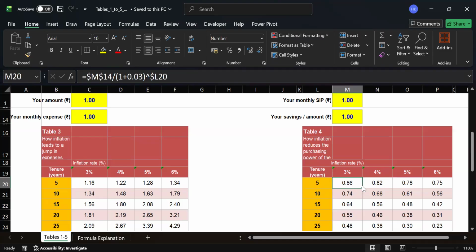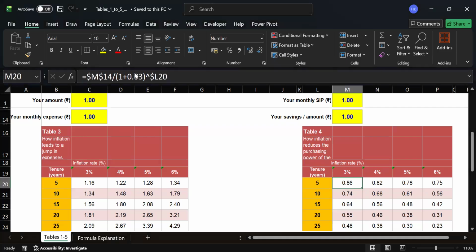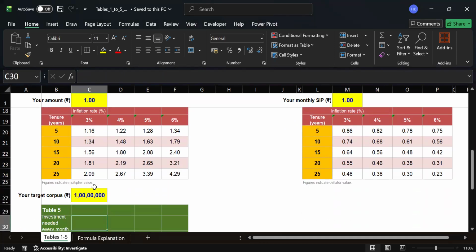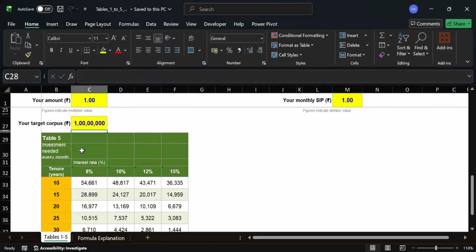So table 4 brings the value backward, while table 3 moves forward. This concept appears everywhere in financial models, and this is a great lesson if you can learn it. Nothing could be simpler, I can't make it simpler. This is how we can do it. Okay, now we come to the last and final table. Is it a target corpus of 1 lakh?